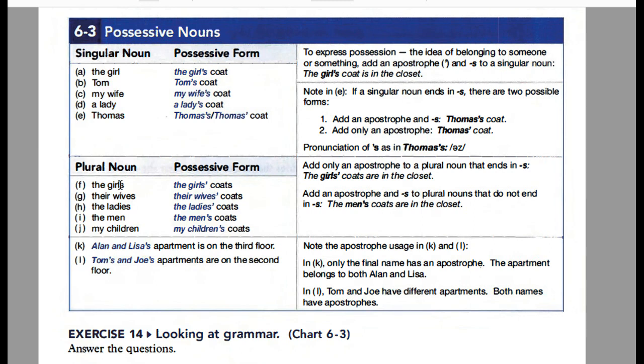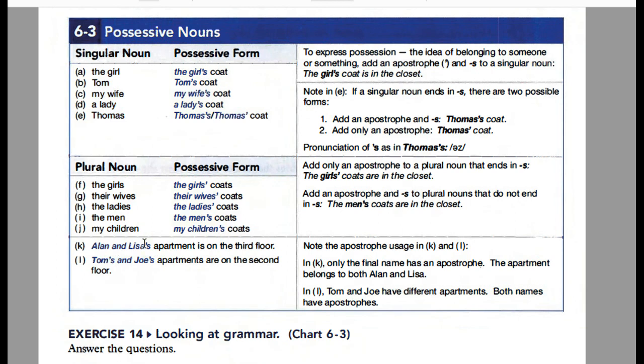Plural noun, we have here the girls, we keep the apostrophe at the end. If we know that it's a plural already, not singular like here, we keep it at the end, except the irregular nouns like men, men's, we keep the apostrophe before S.